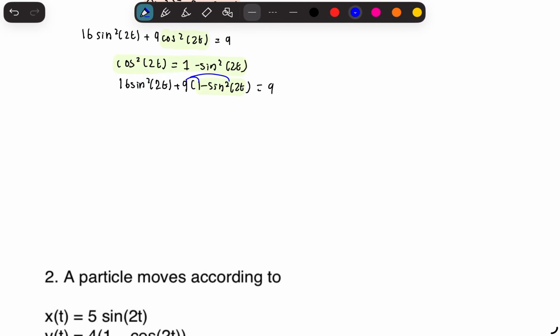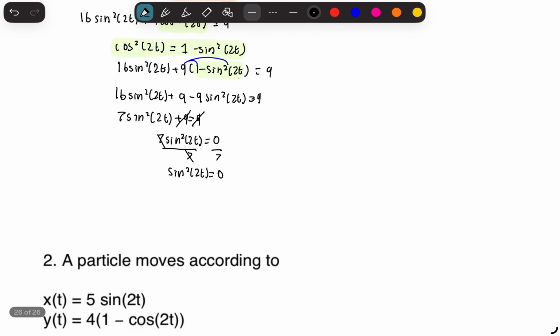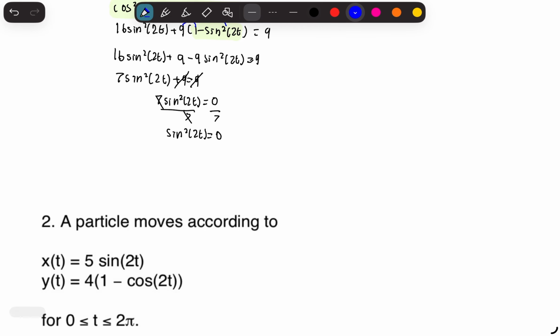After this, you would just distribute. 16 sine squared 2t plus 9 minus 9 sine squared 2t is equal to 9. You can combine like terms now. Plus 9 is equal to 9. And those 9's cancel out, therefore 7 sine squared 2t is equal to 0. Those 7's cancel out. And if you take the root of both sides, that cancels out as well.